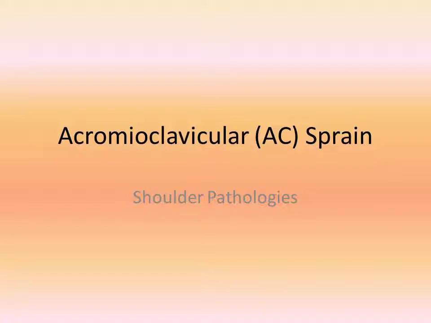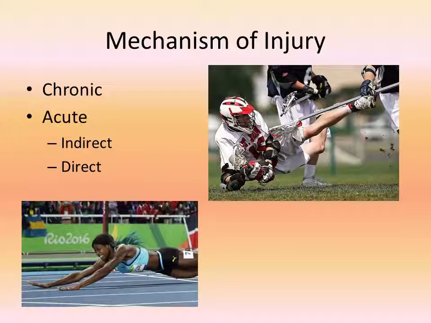An acromioclavicular sprain is often called a separated shoulder. The mechanism of injury can be both chronic or acute. In a chronic mechanism, this may be due to overdoing it on the bench press, for example, or it can be simply due to scapular dyskinesis.